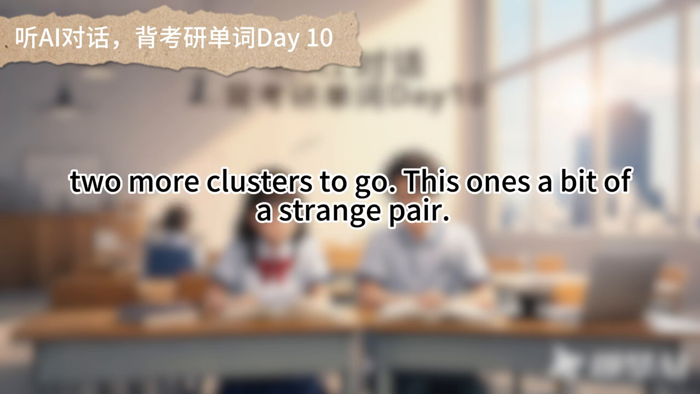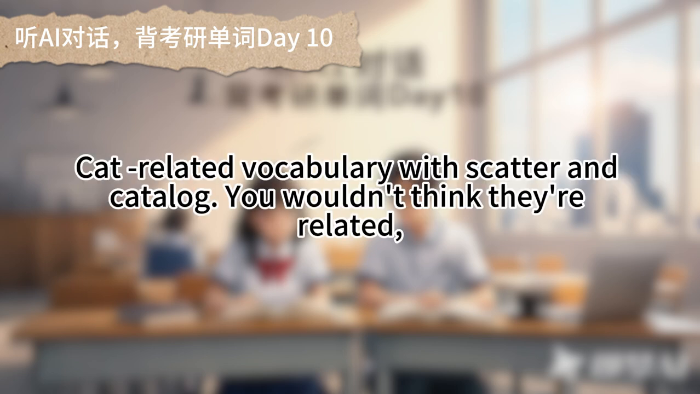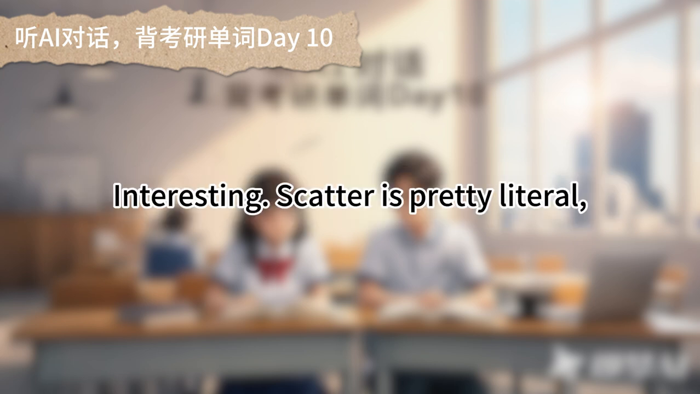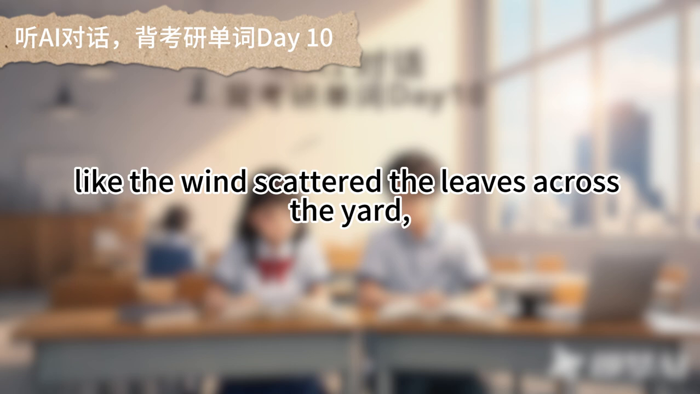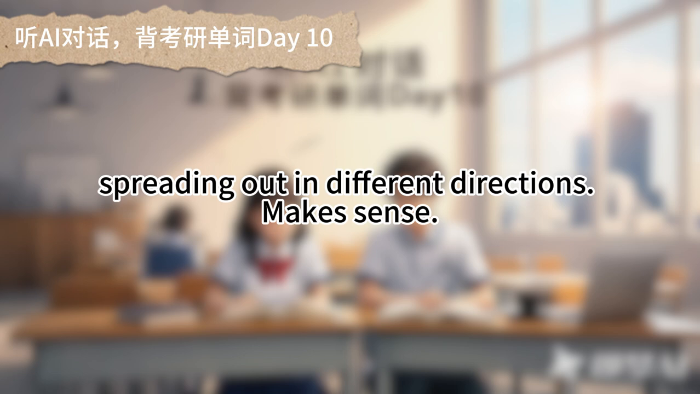Okay, 2 more clusters to go. This one's a bit of a strange pair. Cat-related vocabulary with scatter and catalogue. You wouldn't think they're related, would you? But they both come from this idea of throwing or distributing things. Interesting. Scatter is pretty literal, like the wind scattered the leaves across the yard, or the birds scattered when the cat appeared, spreading out in different directions.